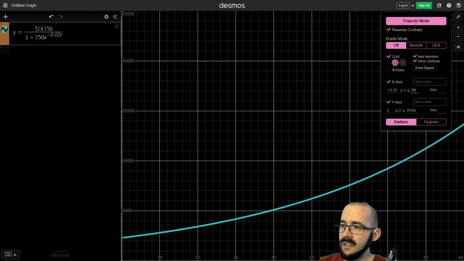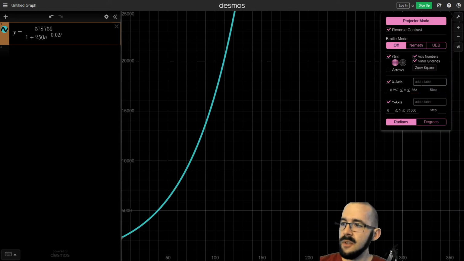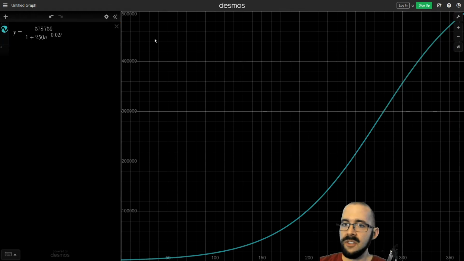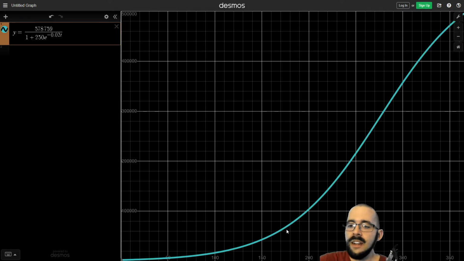Let's go for a year, actually. 365 days. Oh, 365 days can have a lot more people. Change the y coordinate to go up to 500,000. Again, there's about 578,000 people in Wyoming. So if nothing changes, this is the trajectory for how many infections, cumulative infections, we're going to have in Wyoming. All right. And again, I think things will change. I think they have to change.